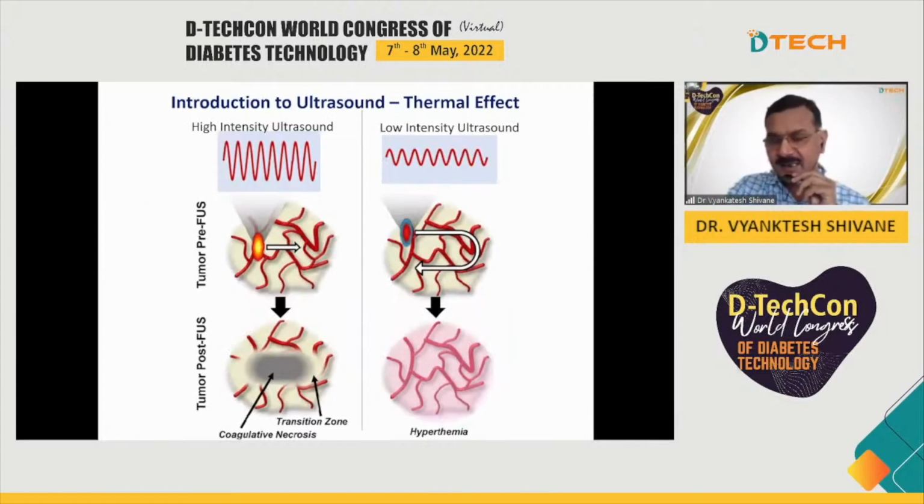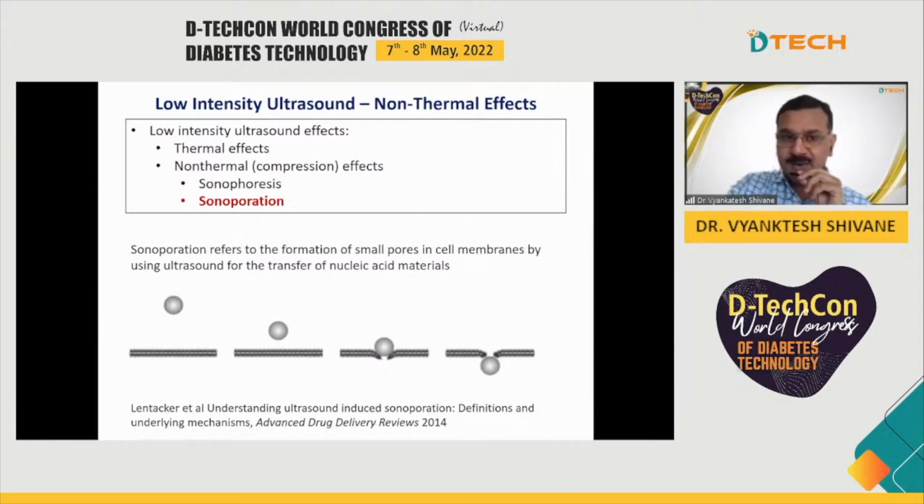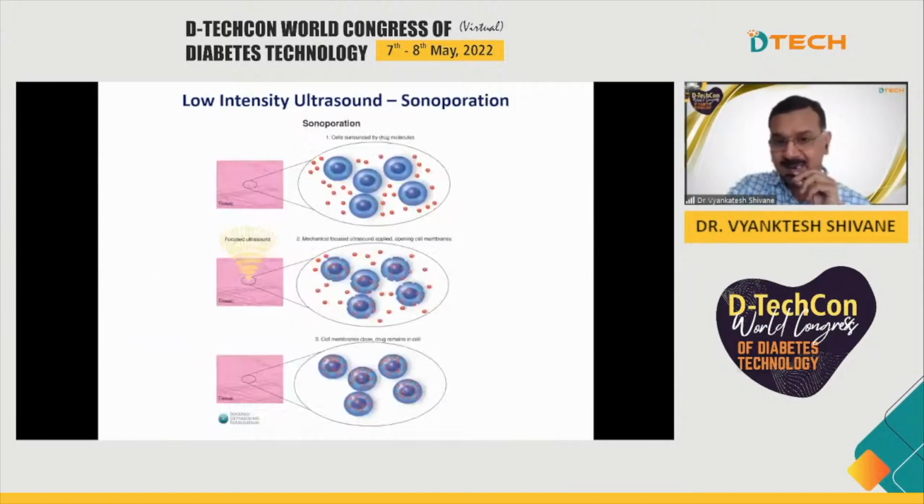We know high intensity ultrasound is commonly used in cancers, in malignancies, in ablation of thyroid, parathyroid, or liver malignancies, or some of the bone malignancies, including varicosities of the veins. The low intensity ultrasound is used in hyperthermia. What we need to know is that there are two effects of low intensity ultrasound, thermal as well as non-thermal. The non-thermal effect first is sonophoresis, which is the movement of drug molecules across the skin. Sonoporation is the formation of small pores in the cell membrane, through which, by using ultrasound, there is a transfer of nucleic acid material into the cell, and ultimately the drug gets completely embedded in the cell.